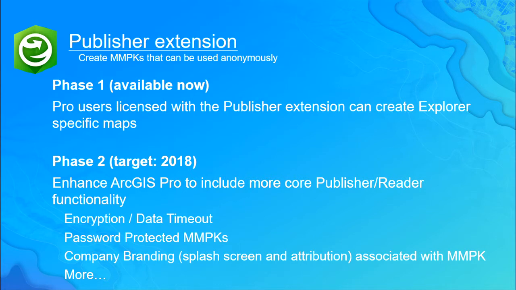So talking through the publisher extension, phase one, which is completed now, is simply allowing Pro users that are licensed with the publisher extension to create these anonymous Explorer-specific maps. It's in the Create Mobile Map Package tool. That's correct. Yeah, it's in the Create Mobile Map Package tool in Pro. And like I said, it's the little checkbox that says Enable Anonymous Access. They're reworking the experience right now. And soon you will be able to use the Create Mobile Map tool in the Pro ribbon. And there are going to be some new capabilities there. And over time, there are going to be more capabilities.